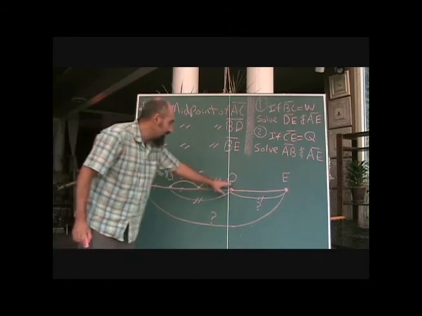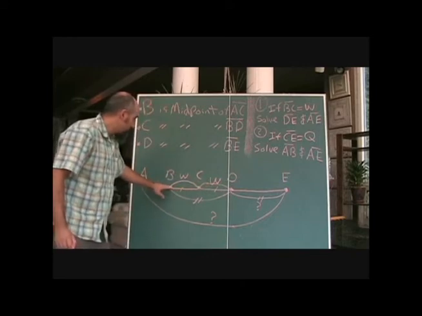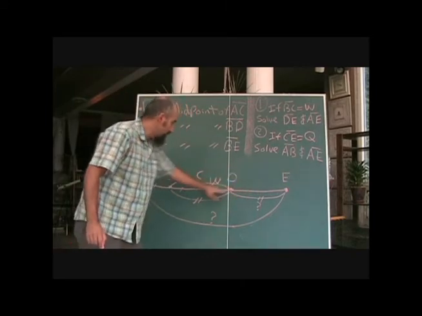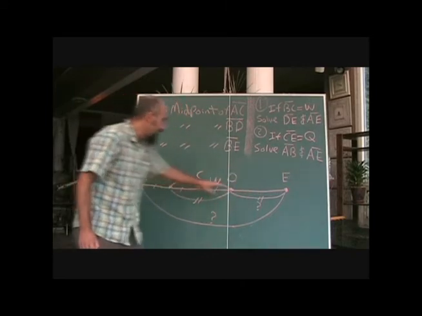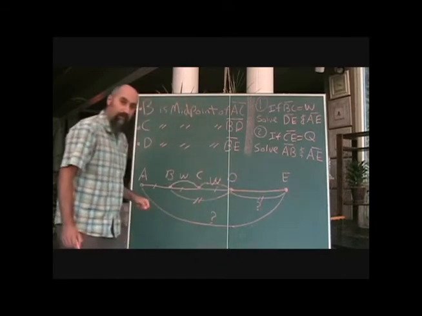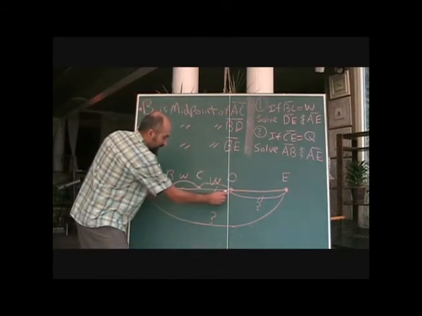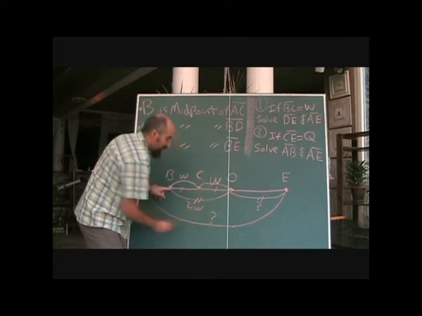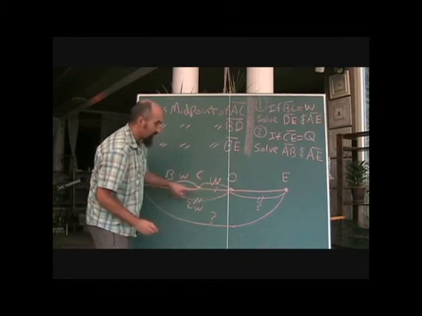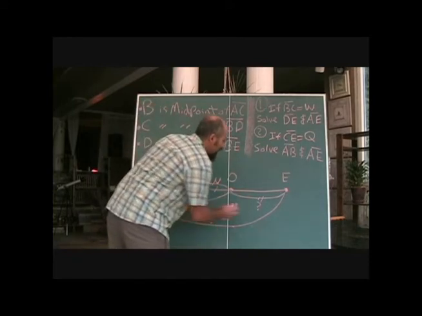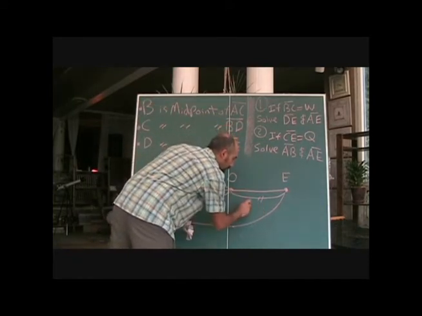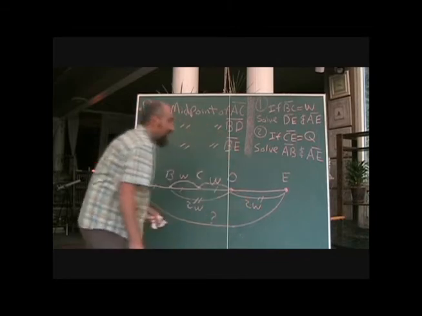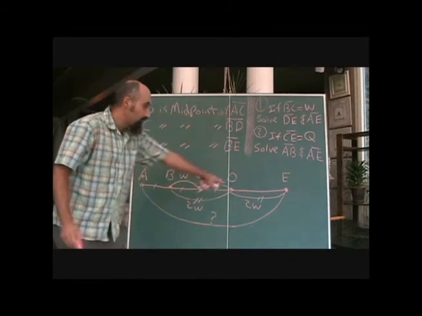Now, D was the midpoint of B and E. So this length here has got to be equal to that length there. Agreed? Now, what's this length here? That's W plus W. So this length here is 2W. If that's 2W, then that's 2W. So we just solve for the first part of the question. Okay. DE is 2W.